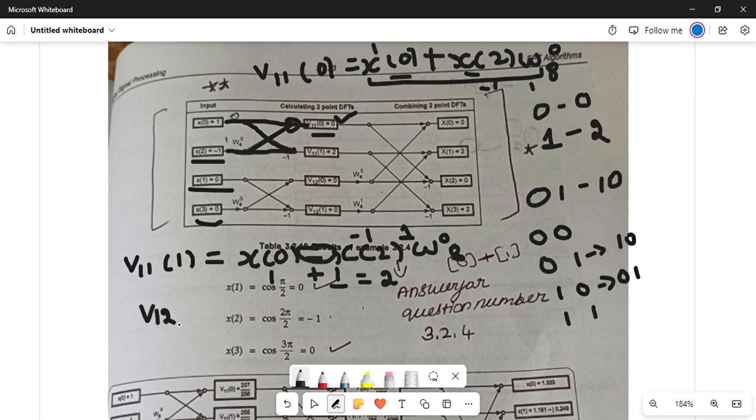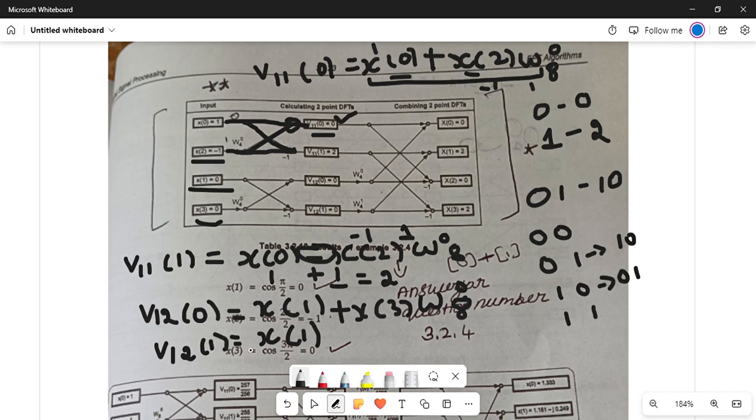What is v12 of 0? v12 of 0 is equal to x of 1 plus x of 3 into omega 4 to the power of 0, right? And here also it is equal to x of 1, only this much, students. So it is x of 1 minus x of 3 into omega 4 to the power of 0, right? From x of 1 this line is getting connected, wherein from x of 3 you get one diagonal line which will join the x1 of 0 line, right?